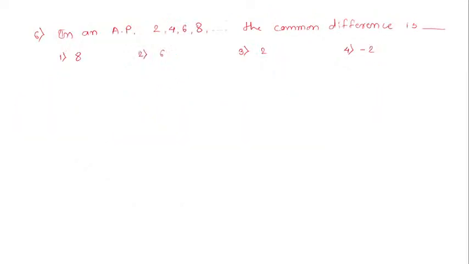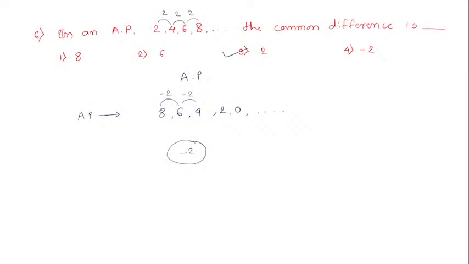Now the next question is from the topic arithmetic progression, that's AP. The question is, in an AP 2, 4, 6, 8 and so on, the common difference is 8, 6, 2 or minus 2. So we only have to find the common difference. The very basic thing we can do is subtract the terms. We can also get the common difference as a negative value also.